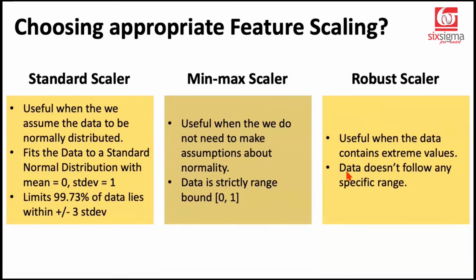Once again, robust scaler does not follow any specific range. It tries to accommodate the values as they are, but does not follow any specific range, nor does it follow a specific distribution like standard scaler. So it's neither following the distribution like standard scaler, nor it's following a strict range. It's not guaranteed to be between.